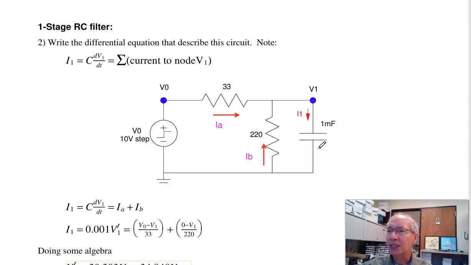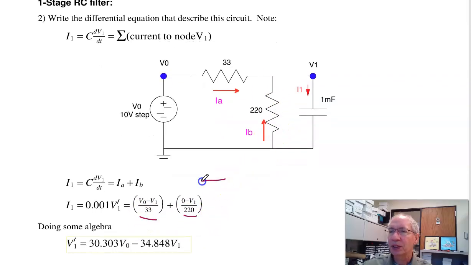The first step is I've got to come up with a differential equation. To do that, for a capacitor, I equals C dV/dt, so I1 is C times the derivative of V1. From conservation of current, I1 is IA plus IB. IA is V0 minus V1 over 33. IB is 0 minus V1 over 220. So here's the differential equation that describes that circuit.